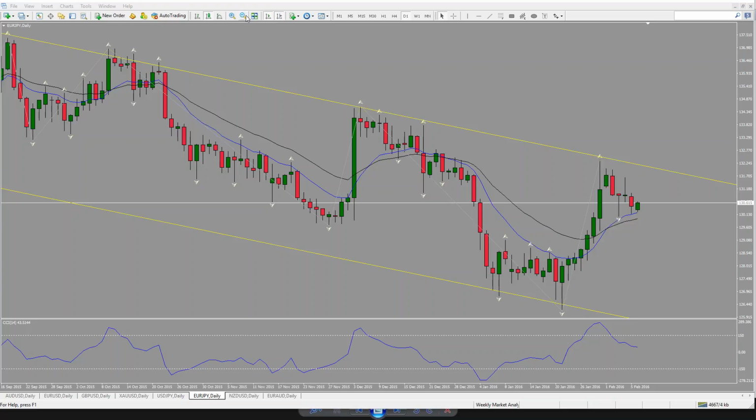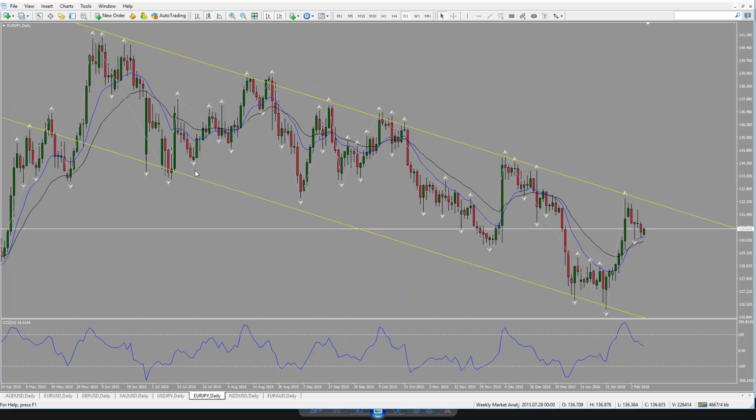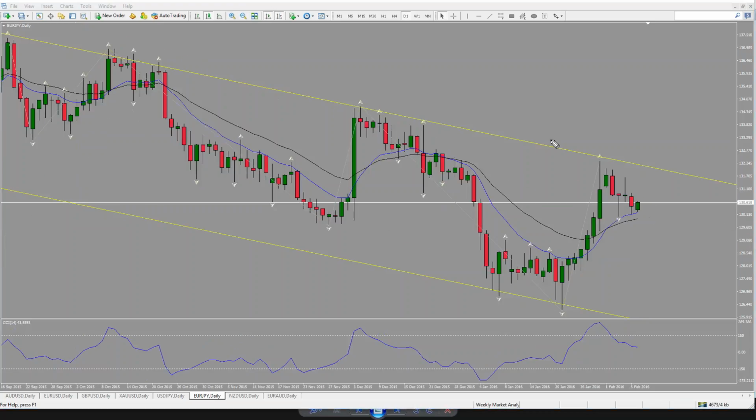Let me just zoom out a little bit just so I can see. Okay, so we've been tracking this channel. We tried to trade it over here and I got stopped out. And then it looks like on Tuesday, we had inside candles there. And it looks to me like this candle did not break the top.